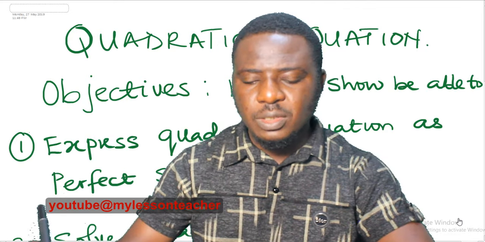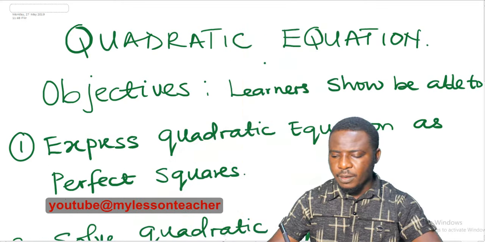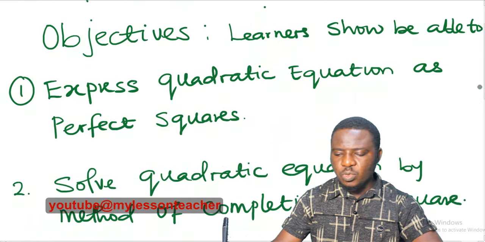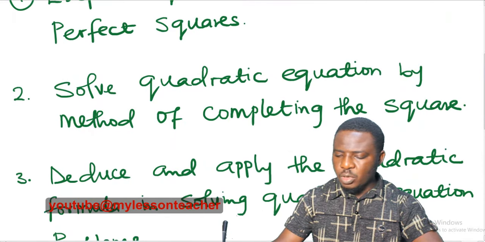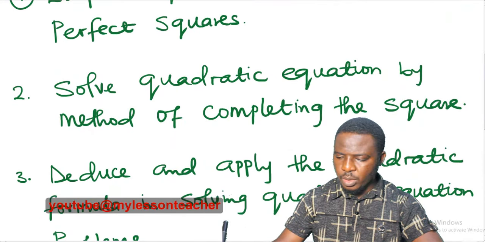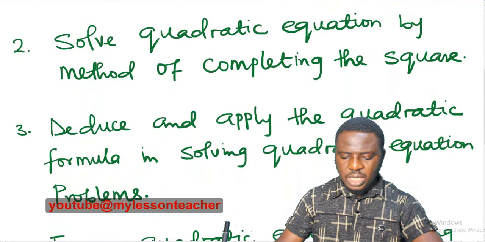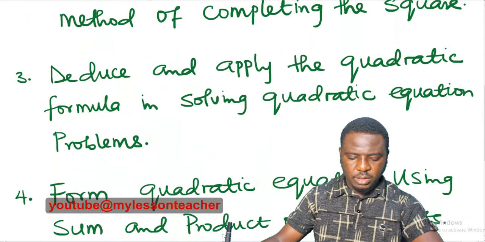In today's class, we shall take the following objectives: that at the end of the class, learners should be able to 1. Express quadratic equation as perfect squares. 2. Solve quadratic equation by method of completing the square. 3. We shall also deduce and apply the quadratic formula in solving quadratic equation problems.